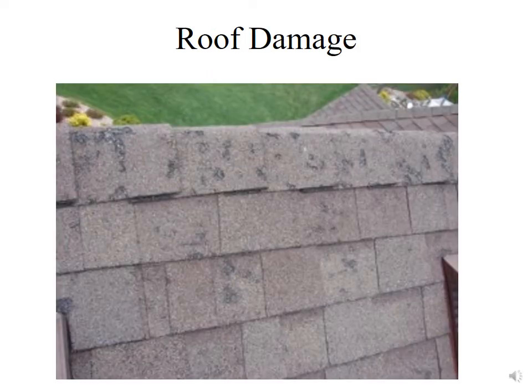So here's an example of asphalt shingles that have undergone hail damage. You can see the pocking where the material on top of the asphalt shingles has been bladed away by the hitting of the hailstones.